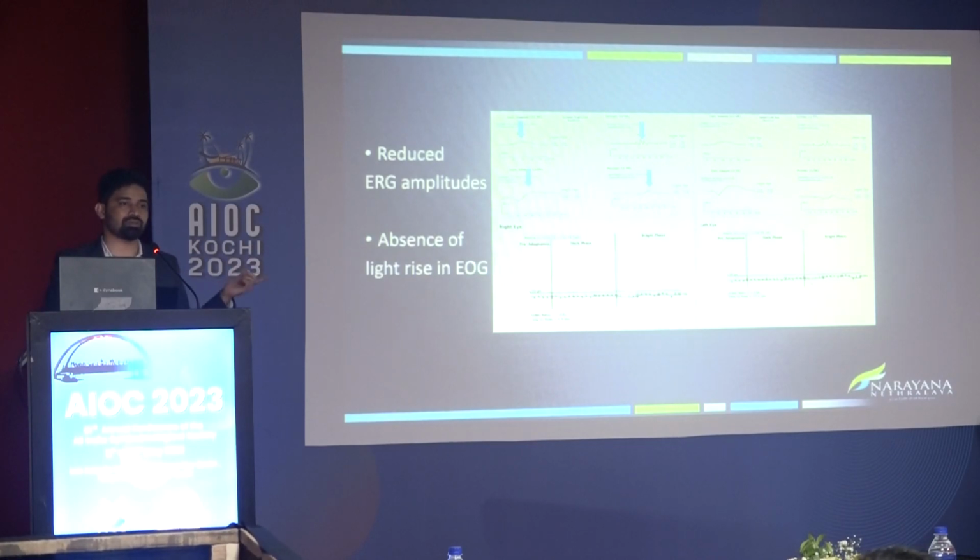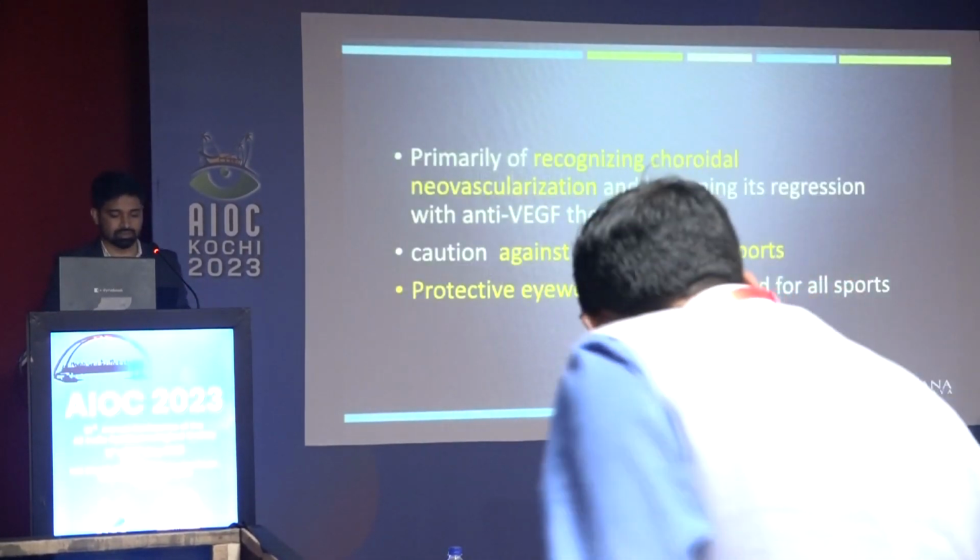If only one is abnormal, that is dominant BEST. If both are abnormal, it is recessive BEST. And clinical features also accordingly will differ.